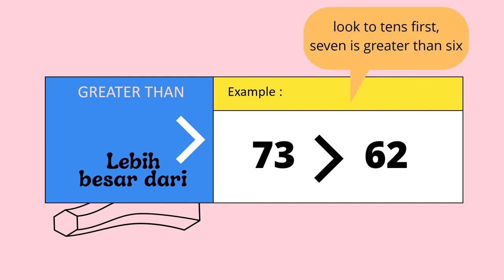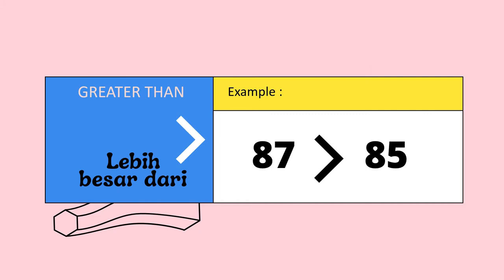Look to tens first. 7 is greater than 6. Lihat puluhannya. 7 lebih besar daripada 6. Maka tandanya adalah lebih besar.